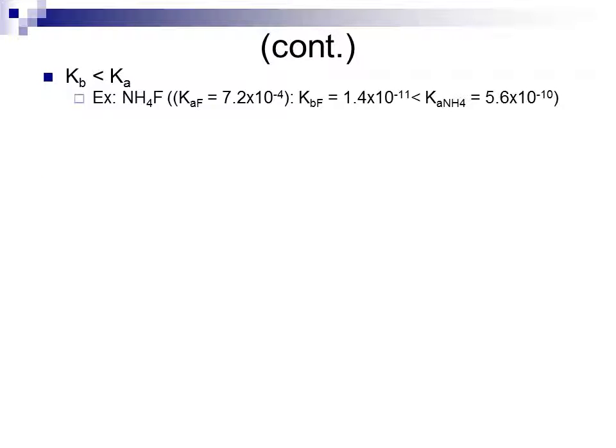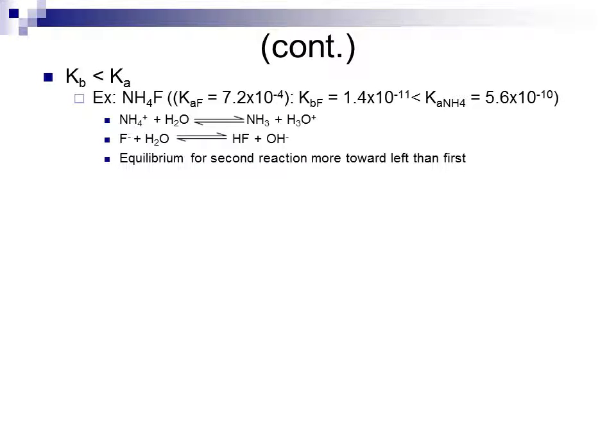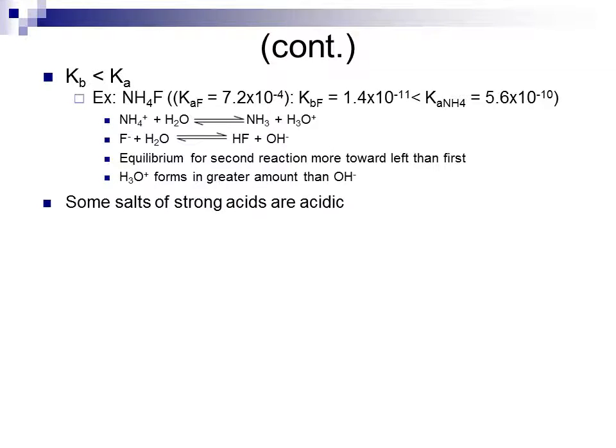Now for a situation where the Kb is less than the Ka, something like ammonium fluoride: the Ka for fluoride is 7.2 times 10 to the minus 4, so its Kb value is 1.4 times 10 to the minus 11. This is smaller than the Ka value of ammonium at 5.6 times 10 to the minus 10. So with the ammonium process producing hydronium and the fluoride process producing hydroxide, the equilibrium for the second reaction is more towards the left than for the first reaction, which means that hydronium is produced to a greater extent than hydroxide. Since hydronium forms in greater amount than hydroxide, the solution is acidic.